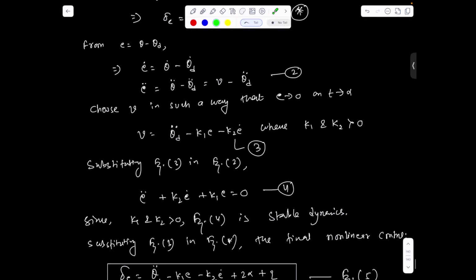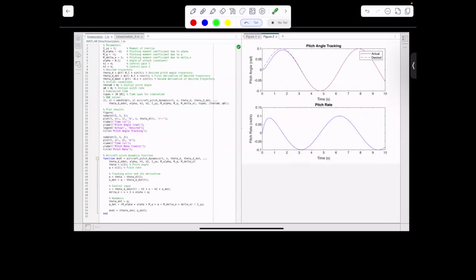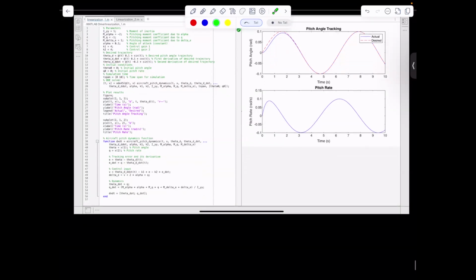Now let's have the MATLAB code for this example. So this is the MATLAB code for this system. Whatever values we have taken in this example, we have taken the same values here. And these are the desired trajectory of theta and theta d. And this is the initial condition for theta and q, because to solve any differential equation, you need the initial values of the states. We are going to simulate this program for 0 to 10 seconds. We have used ODE45, and this is the function defined here.